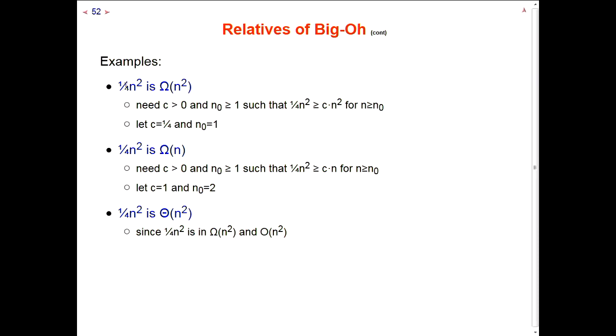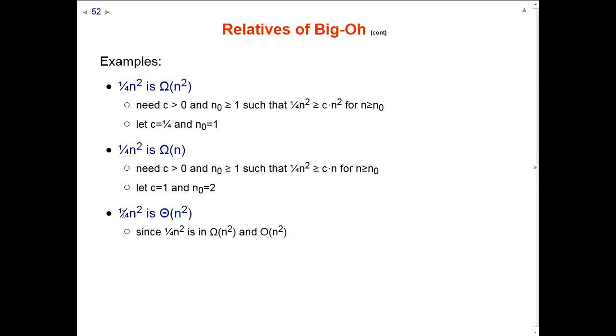More interesting is that we can show that n square grows at least as fast as n, and actually it grows faster. And we can show this again by finding constants, so that a quarter times n square is greater or equal to c times, now we just have n. Here this is very easy, we just take the constant 1, and for all values greater or equal to 2, this will always be greater than just 1 times n, which is n.